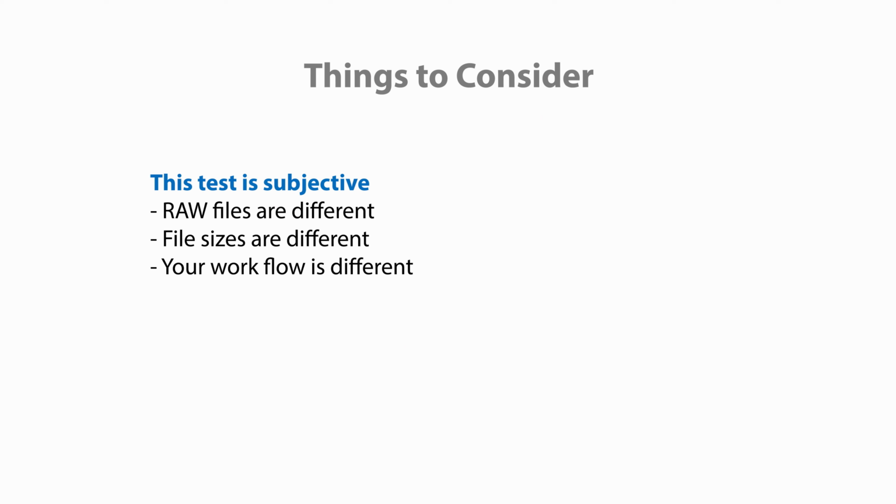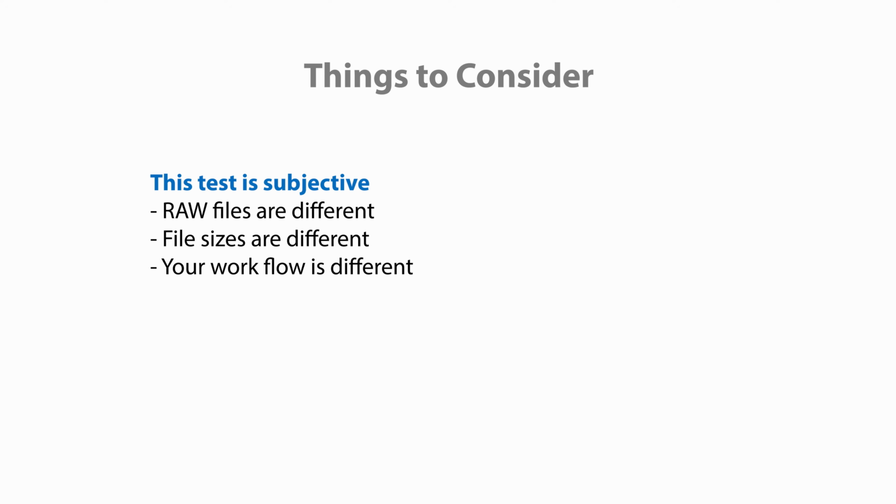Now, does this mean that everybody's going to get the same results that I have had, and is everything going to be great when you get a Mac Mini? Not necessarily. There's a couple of things that you need to consider because this test is pretty subjective. It's very specific to my workflow. RAW files are very different between different cameras. I use Sony, other people use Canon, Fuji, and Nikon. So the file sizes are different, they're compressed differently, they're treated differently by the computer, so you're not necessarily going to get the exact same results.